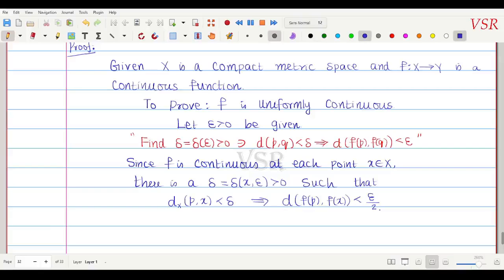So for every x there is a delta, and since this delta depends upon your x also, I call it delta suffix x. It is just notation, nothing else. There is a delta, and it depends on your x. This is the distance in X, and that is the distance in Y. So whenever the distance between p comma x is less than delta x, then the distance between f of p and f of x is less than epsilon by 2.